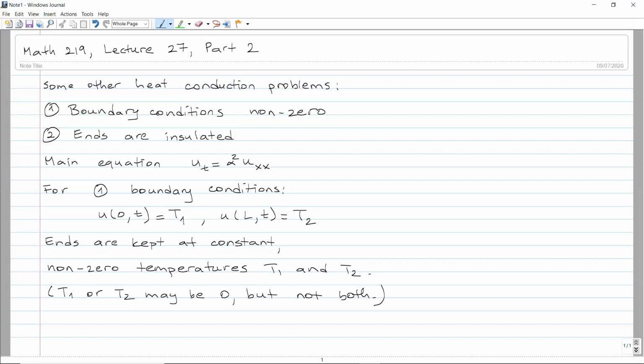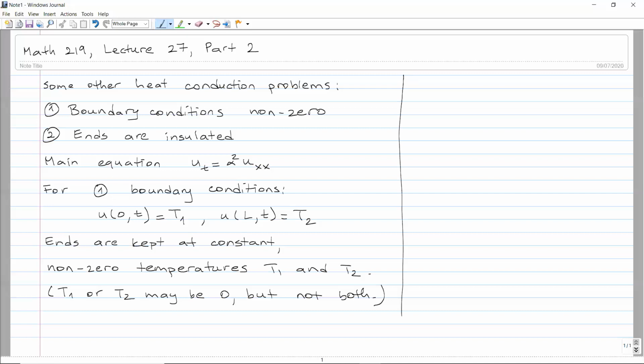The previous problem we considered, where the ends are kept at constant 0, is a special case of this condition. The ends are again kept at constant temperature, but now they may be non-zero. So when they are 0, it's going to be a special case.